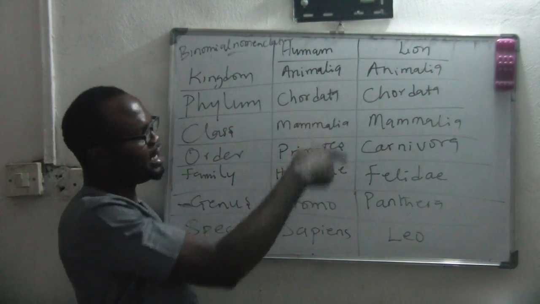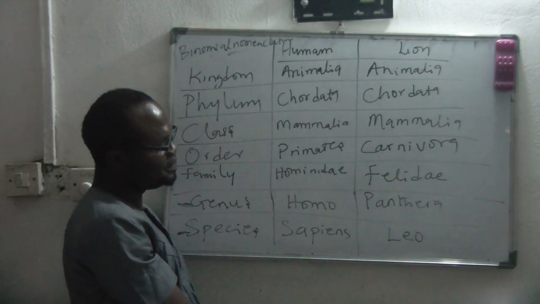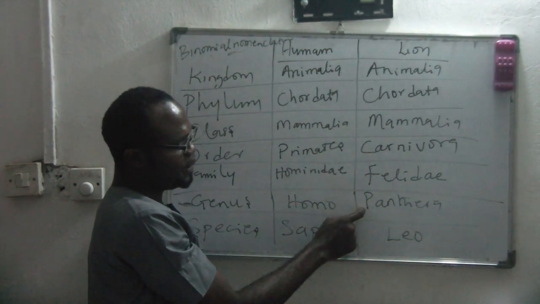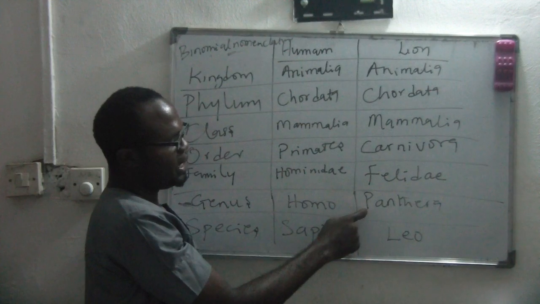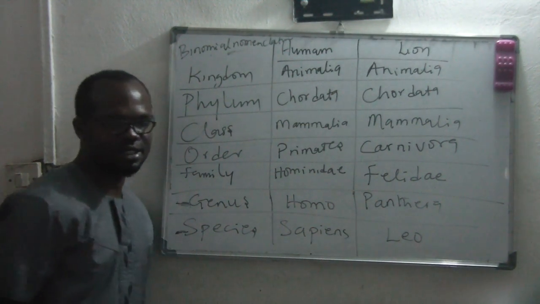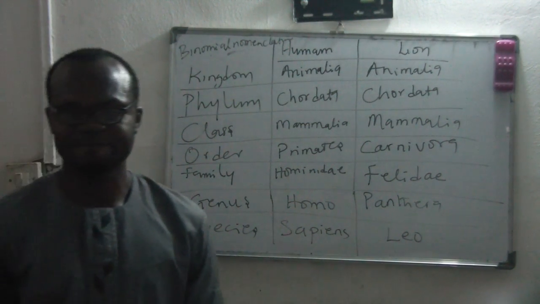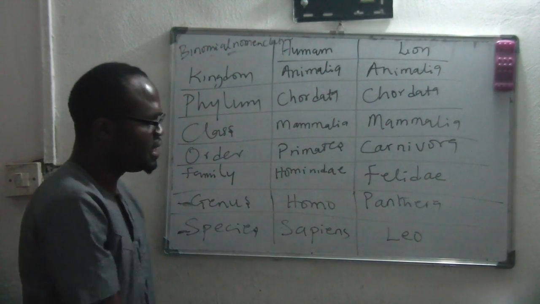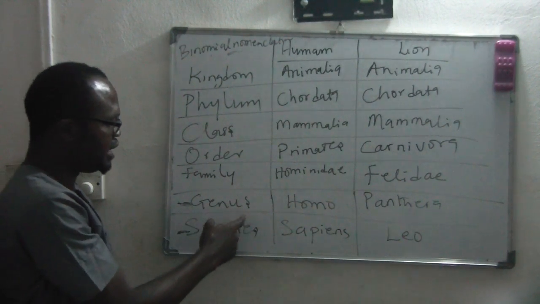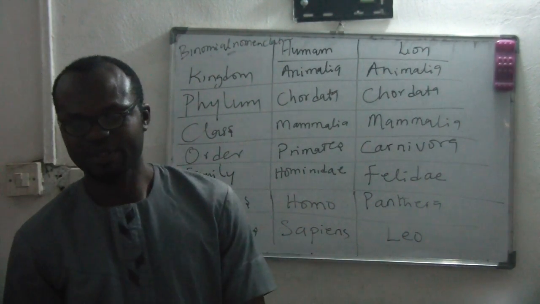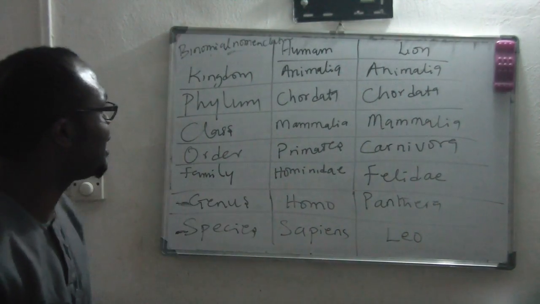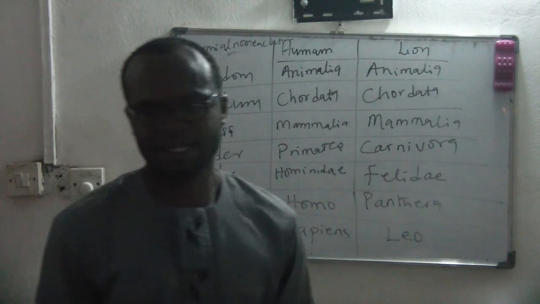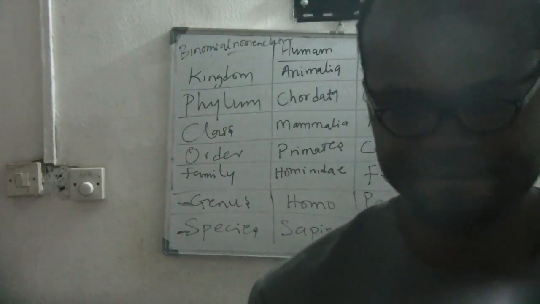So what's the scientific name of a lion? Panthera leo. That's the scientific name for lion. And the scientific name for human being is what? Homo sapiens. And it is gotten by the generic name and the specific name. Is that clear? So that is how you name in binomial nomenclature. Is that clear? Good.